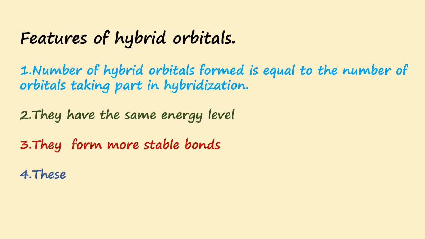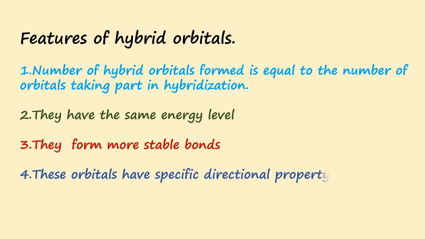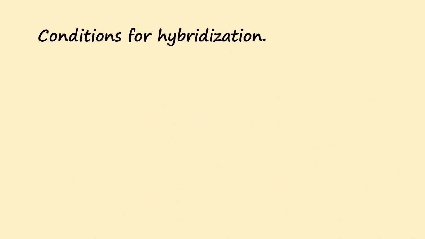Fourth one, these orbitals have specific directional property in order to minimize repulsion. We have already seen that the attractive forces between the atoms participating in bond formation should be more than the repulsive forces. So, in order to minimize repulsion, these orbitals have specific directional property so that it becomes easy for formation of bond. Now let us discuss the conditions for hybridization. That is, when and under what situations does hybridization take place.